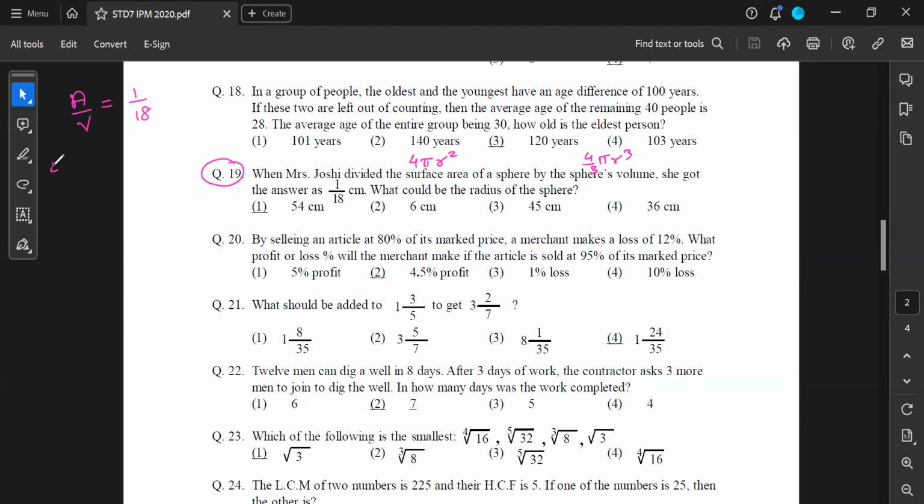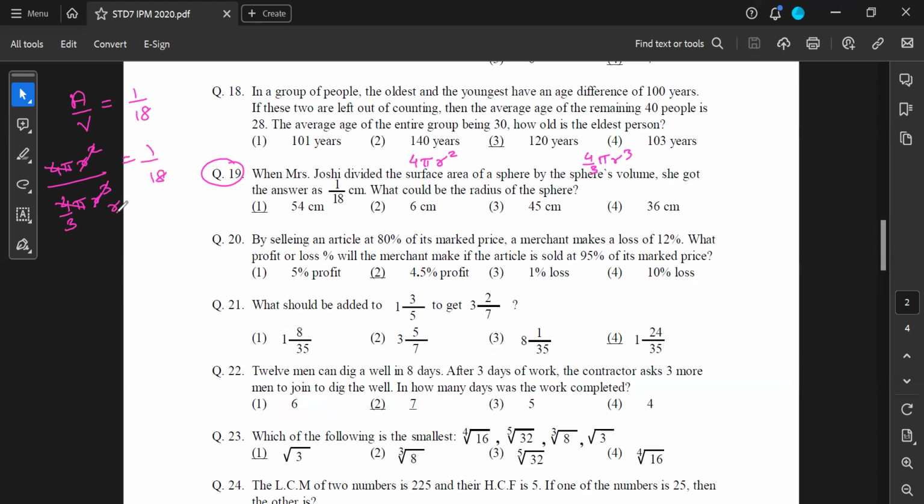So instead of area, I'll write 4 pi r square, divided by, instead of volume, 4 by 3 pi r cube. I'll cancel 4 pi and 4 pi. This r square gets cancelled with r cube and I'm left with 1 by r, which is equal to 1 by 18.